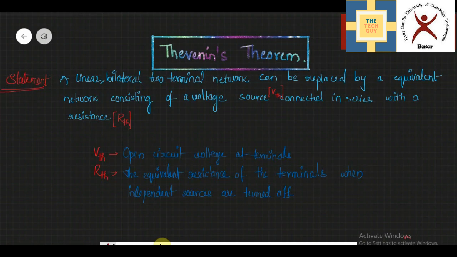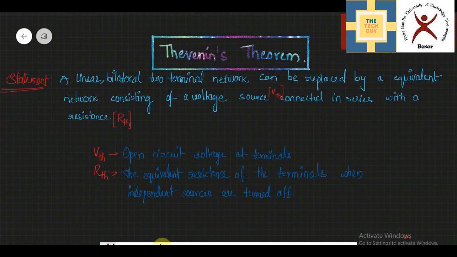That is nothing but Thevenin's theorem and Norton's theorem. We are going to replace a huge network consisting of independent sources, resistances, impedances and whatever. We are going to replace that big network, which is a linear and bilateral two terminal network, with a simple network consisting of a voltage source in series with a resistance. So what is the value of that voltage source and resistance?